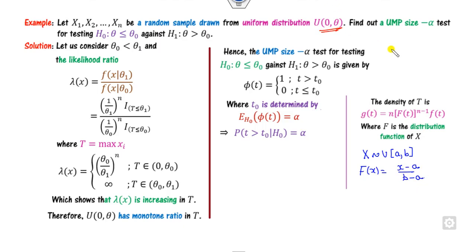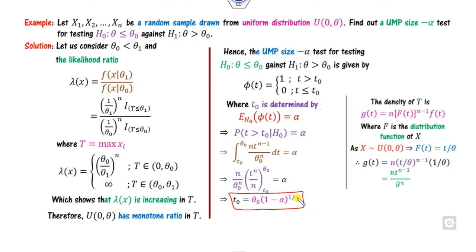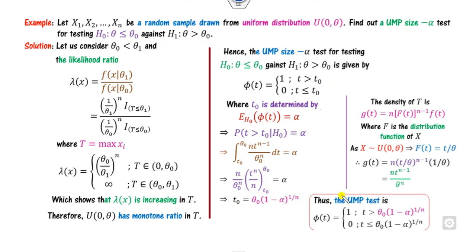In this case, what is my a? A is 0, b is my theta. So what is the distribution? This is x over theta. So I can substitute this value here. What is the PDF of the uniform distribution? 1 over theta. So I can substitute this value in this form. Now this is the PDF. You can substitute this value here from this to this. This is integration with respect to t under the H0. H0 is my theta naught, so I can substitute this value as theta naught. Now you can simplify them. You will get the value as t0. Now since it is a value here, you can substitute this value. You will get the UMP test.